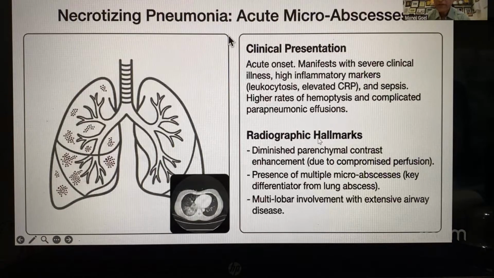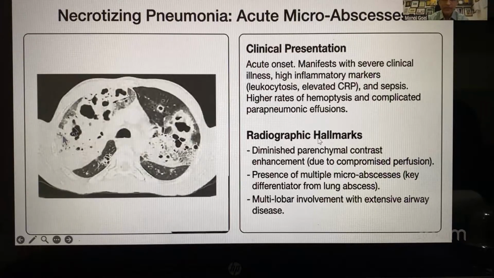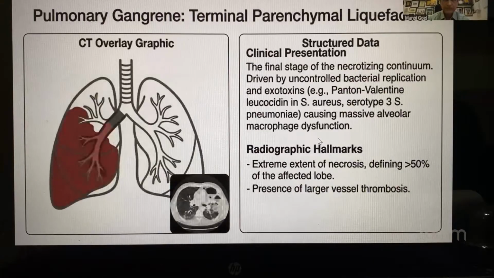Necrotizing pneumonia generally presents with acute microabscesses. Clinically, they would manifest with severe illness, high inflammatory markers like leukocytosis, elevated CRP, and sepsis, and there would be higher rates of hemoptysis and complicated parapneumonic effusion as compared to lung abscesses. The radiographic hallmarks include diminished parenchymal contrast, as you can see here, because of the poor perfusion and compromised vasculature in these patients. There are multiple microabscesses, and more importantly, multilobar involvement with extensive airway disease. So the multilobar involvement and multiple microabscesses differentiate it from lung abscesses.